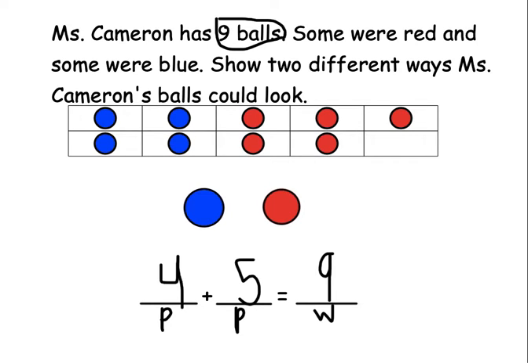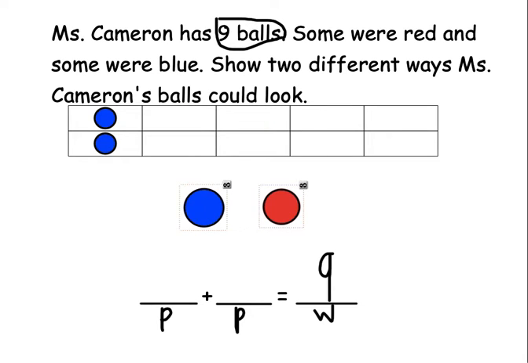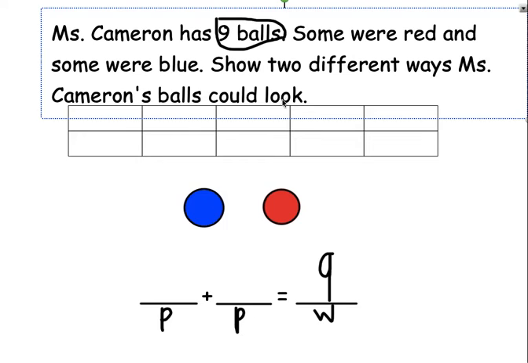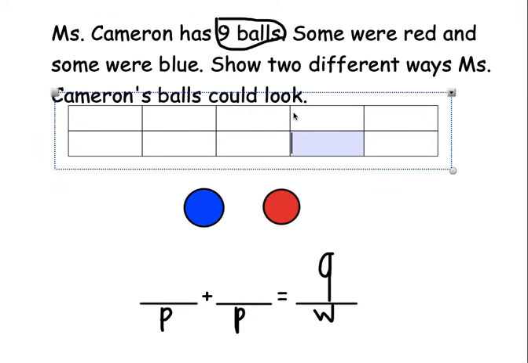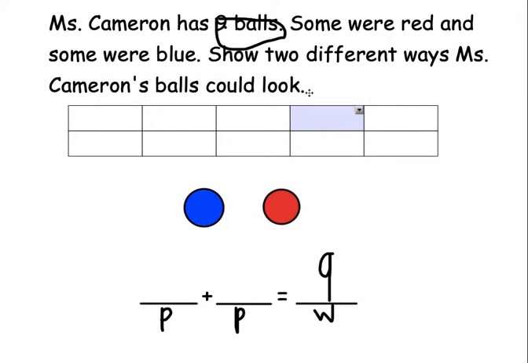Okay, now let's try another one together. So let's read this problem again. Miss Cameron has 9 balls. Some were red and some were blue. Show 2 different ways Miss Cameron's balls could look. So we already did 5 and 4. So we know already that altogether I have 9 balls, right? So altogether I have 9 balls. But now I want to move this down a little bit so we could see it.